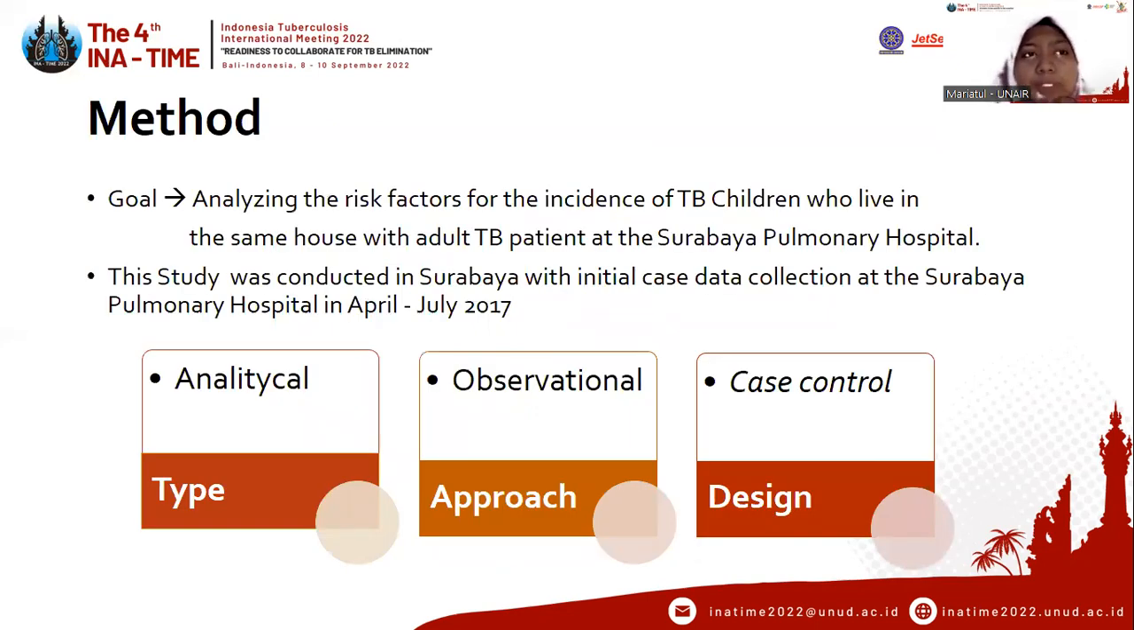And the method of this study, how about the goal? The goal is analyzing the risk factors for the incidence of TB in children who live in the same house with an adult TB patient at the Surabaya Pulmonary Hospital. The study was conducted in Surabaya with initial case data collection at the Surabaya Pulmonary Hospital from April to July 2017. This study was an analytical and observational study using a case control design.